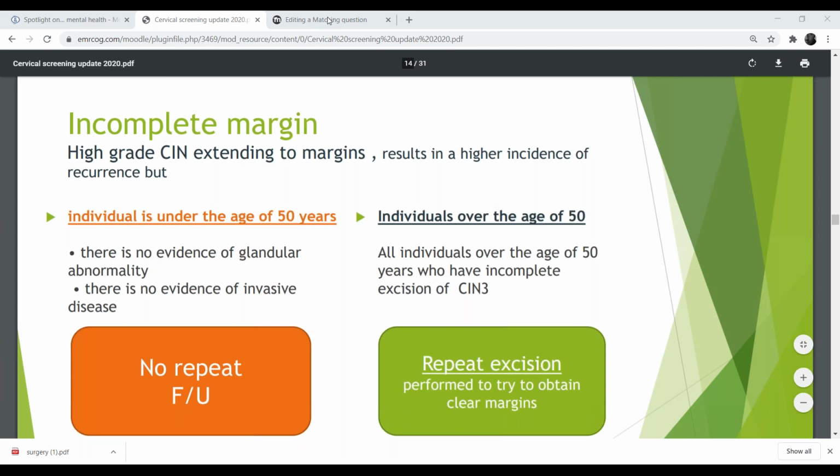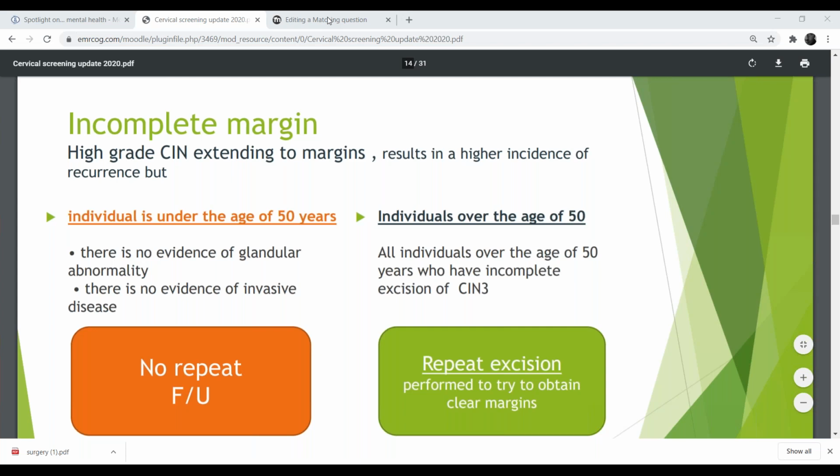So what will be the next step? The next step will depend on the patient's age. What is the age cutoff? It is 50 years old. So in a patient under 50, no need to repeat excision, no re-excision. It's just follow-up. For individuals over 50 with incomplete excision, please do re-excision. Repeat the excision again to clear the margin, to make sure that the whole lesion is removed.